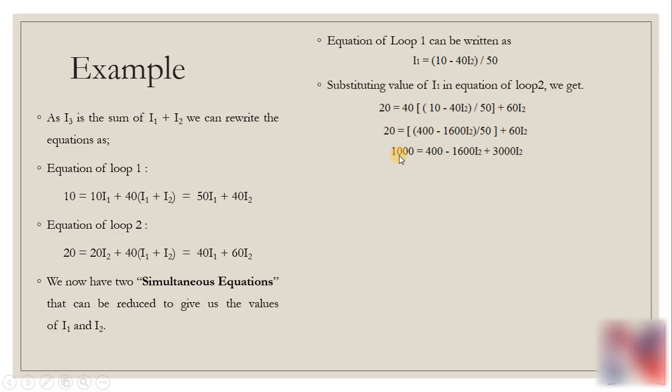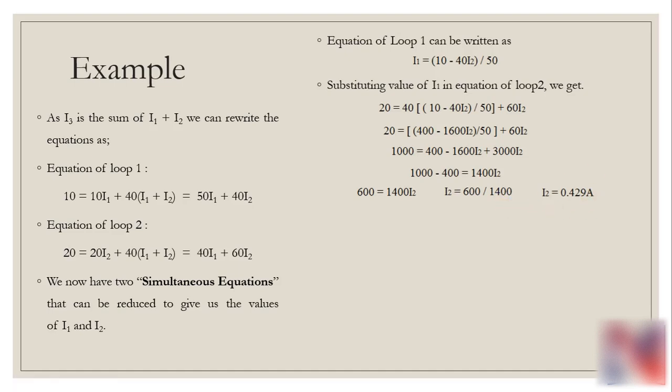Now we multiply 50 with each element to cancel its effect. So 50 multiplied by 20 is equal to 1000. Here 50 will cancel with 50, so 400 minus 1600 I2 will remain, and 50 multiplied by 60 will be 3000. This is actually taking the LCM and multiplying the effect of 50. 1000 minus 400 will be equal to 1400 I2. Now we have 600 is equal to 1400 I2, which can be written as I2 is equal to 600 divided by 1400.